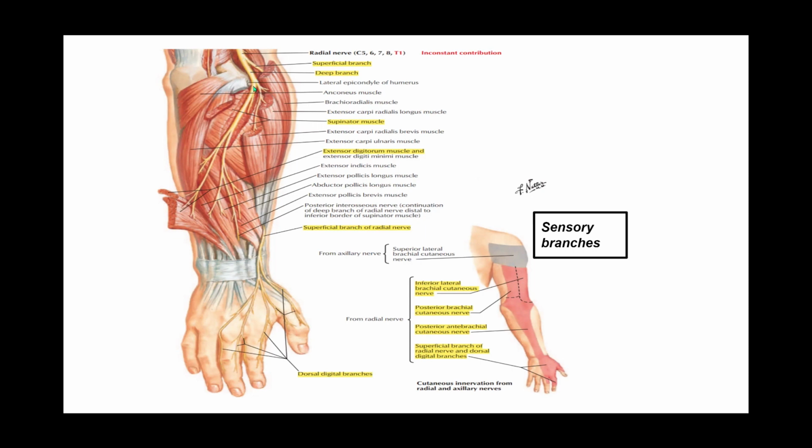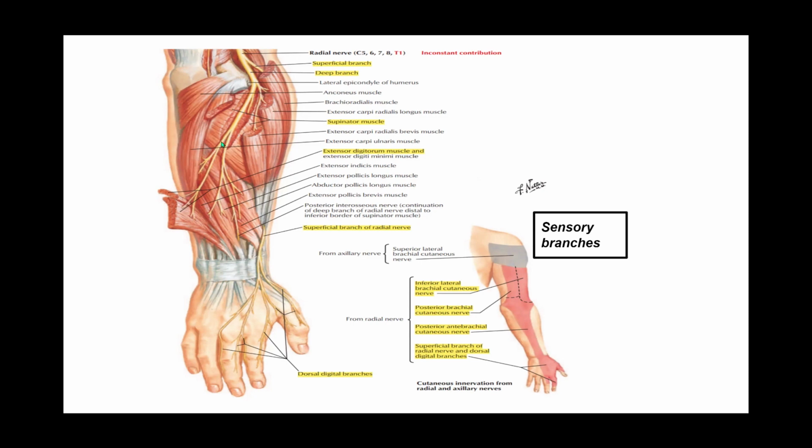This deep branch of the radial nerve gives off supply to muscles of the extensor compartment of the forearm. As we can see here, we can see the brachioradialis, okay? It innervates the brachioradialis, the extensor carpi radialis longus, and the extensor carpi radialis brevis, okay? It also innervates the supinator muscle. So this deep branch, you can see it runs through the substance of the supinator muscle, that large muscle there.